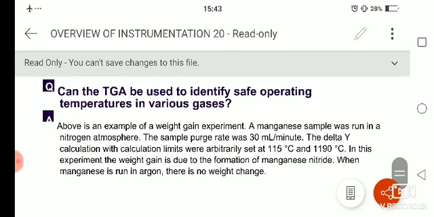Can the TGA be used to identify safe operating temperatures in various gases? Above is an example of a weight gain experiment. A manganese sample was run in a nitrogen atmosphere.